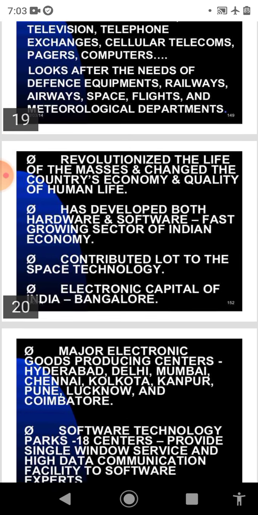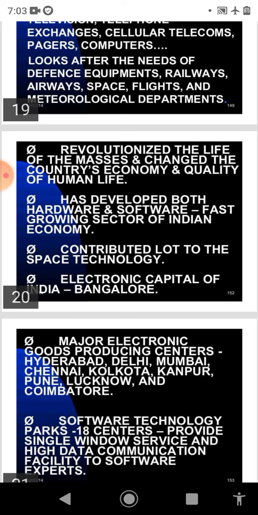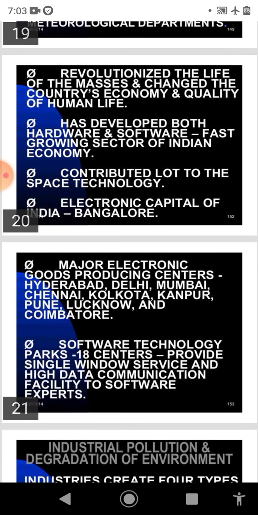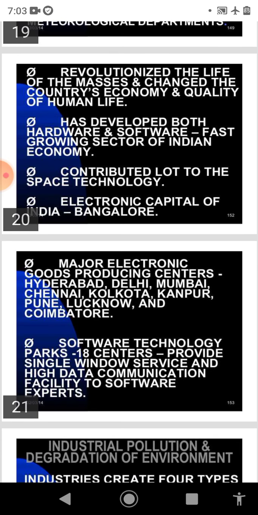Software has emerged as the major industry in the field of electronics. Software exports have become an important part of India's exports. The Government of India has established 18 software technology parks which provide single window service and high data communication facility to the software exporters.